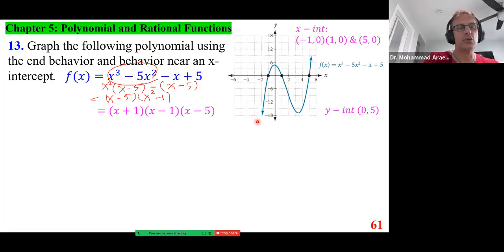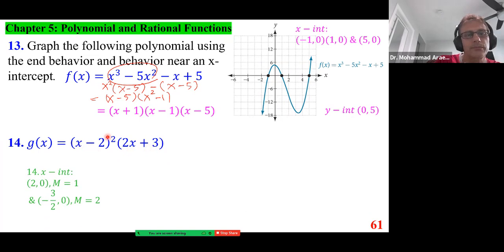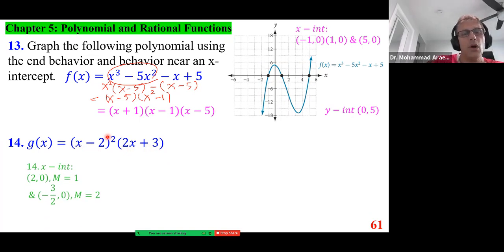Compare that to question number 14. We're going to do the same thing. We have the intercepts 2, 0 and negative 3 halves, 0, but this one has a multiplicity of 2. We also have the y-intercept at x equals 0. When we put 0 here, this becomes minus 2 squared, which is 4, times 3, which is 12. So I'm going to graph this, a rough sketch by hand, then I'll show you a better graph.